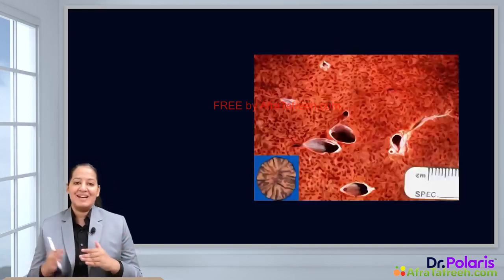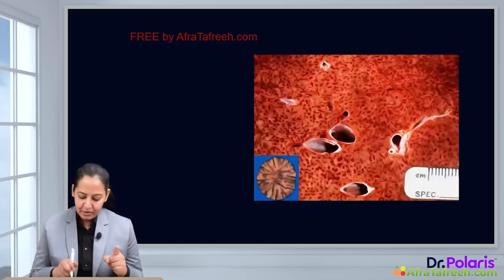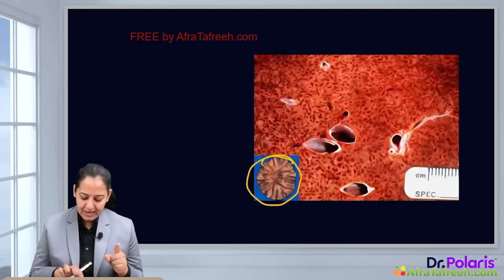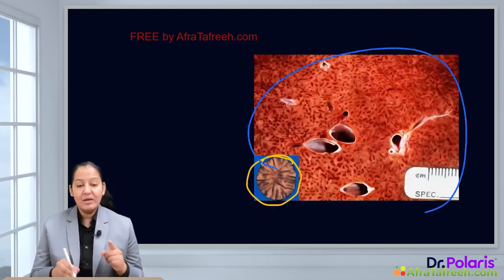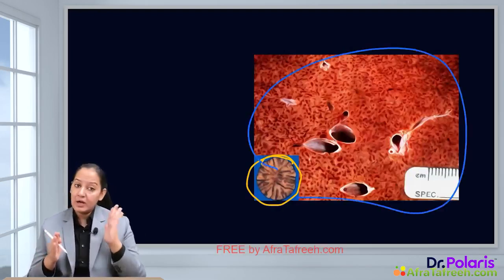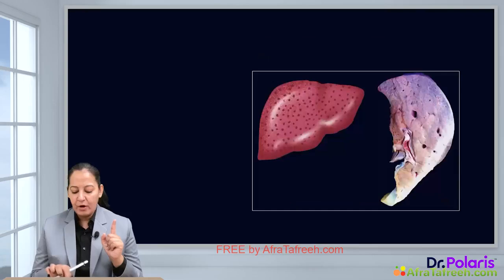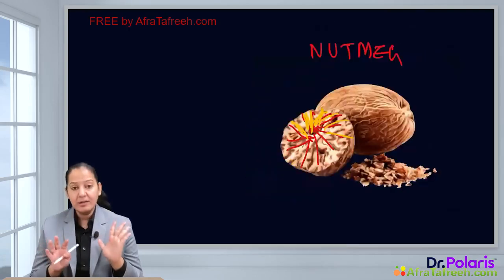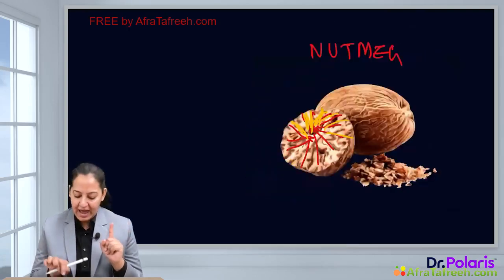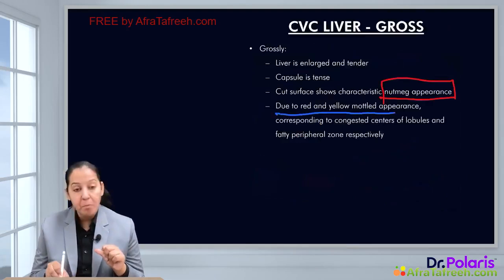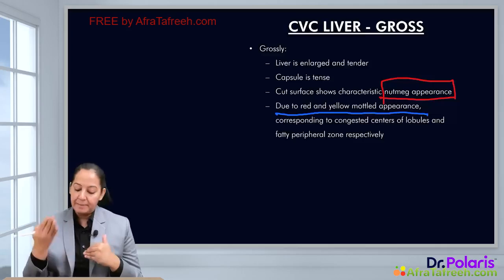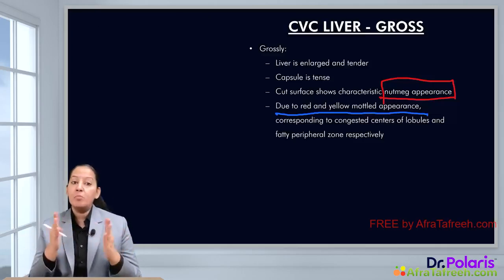Liver also looks like nutmeg. Compare the nutmeg with the liver. You can see the nutmeg here. Appreciate the liver. Liver and nutmeg both have alternate red, yellow, red, yellow areas. So that is the meaning of nutmeg here. In the gross, you have to say the liver has a red and yellow mottled appearance, and that is giving the appearance of nutmeg. That is the gross term nutmeg.